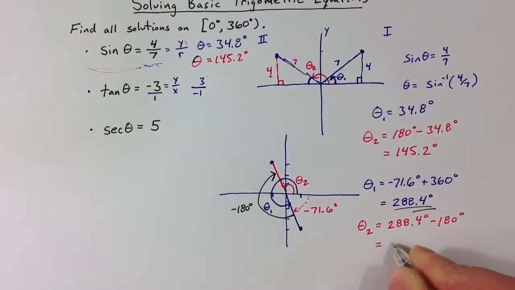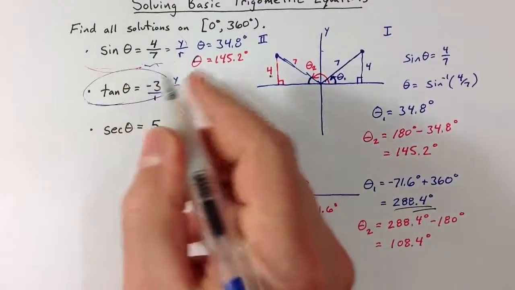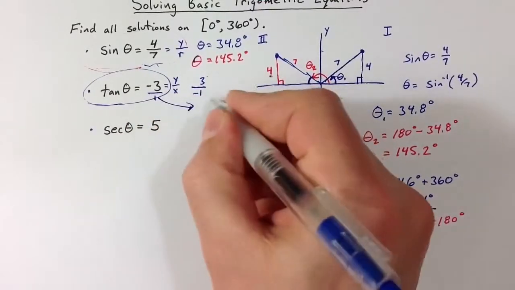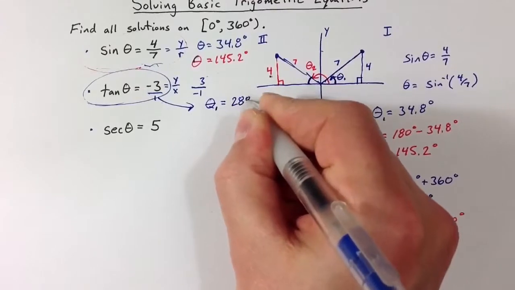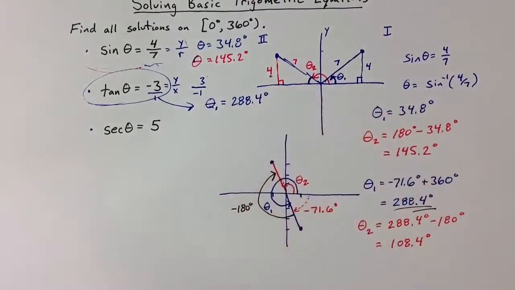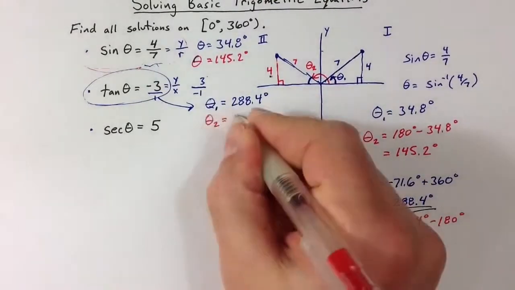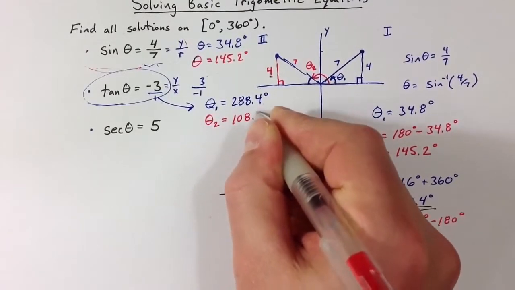And so we end up with 108.4 as a solution. So we have two solutions for this second equation. The first one, theta 1, is 288.4, and the second solution that we found is 108.4.